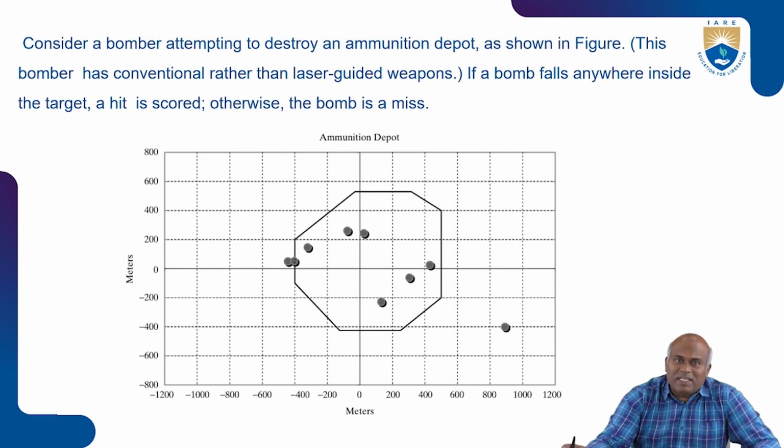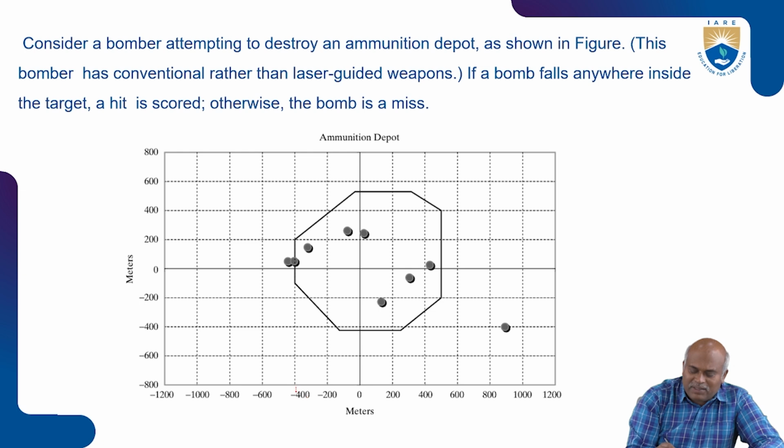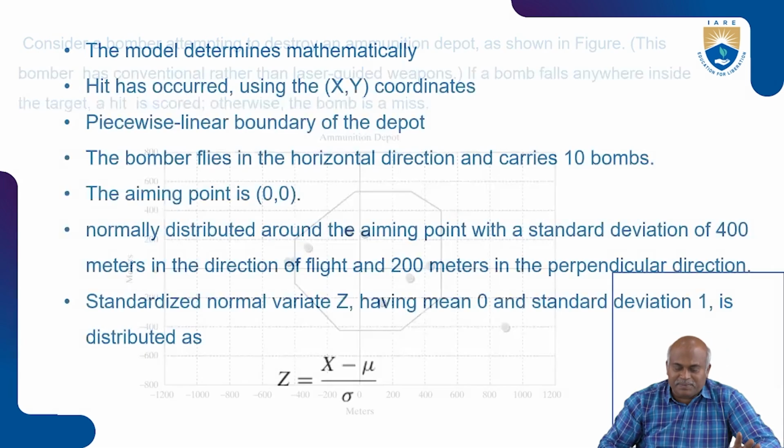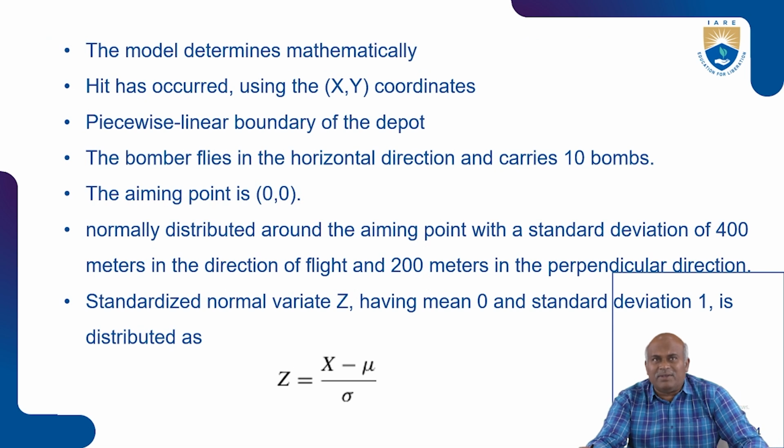Here I take minus 400 to 300. This boundary is where the targets are. If we find the exact position, the targets are hit. Otherwise, what will happen? There will be some kinds of misses. So while we develop this, we must follow some steps. The model determines mathematically that a hit has occurred using the xy coordinates and the piecewise line boundary of the part.